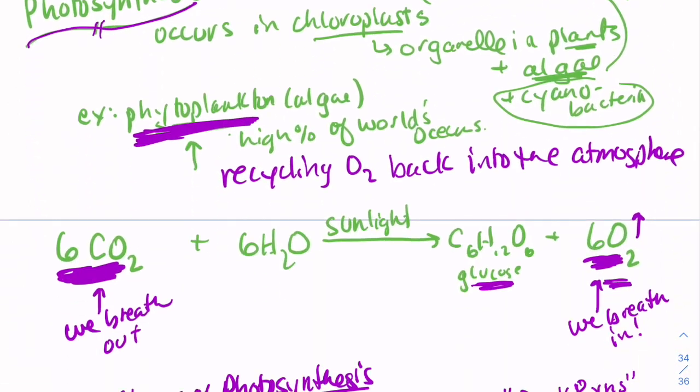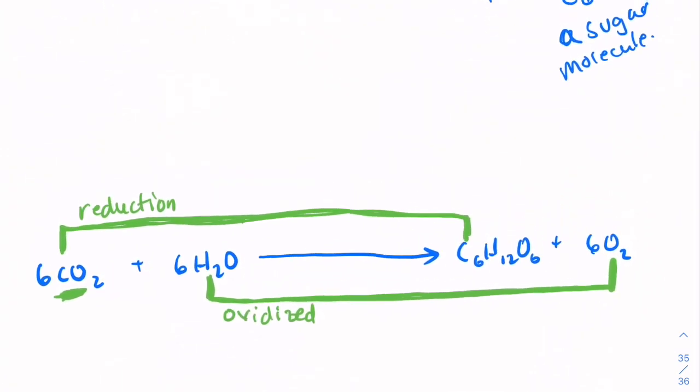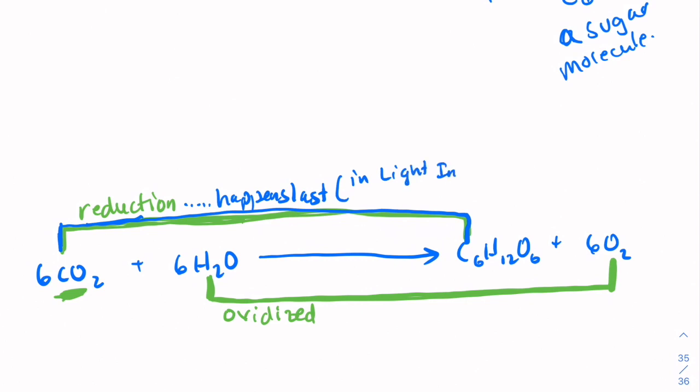Going back to photosynthesis. This part with carbon over here, carbon becoming CO2 becoming glucose, that's the reduction. That actually happens last. And it happens last in the light independent reactions.